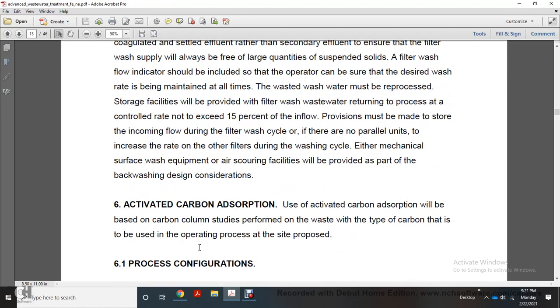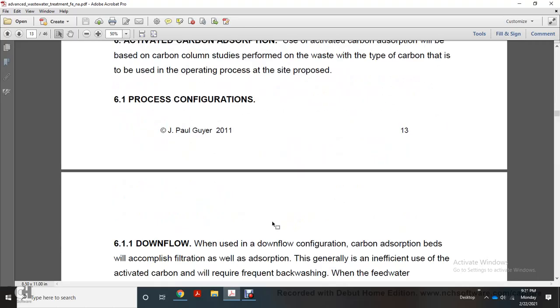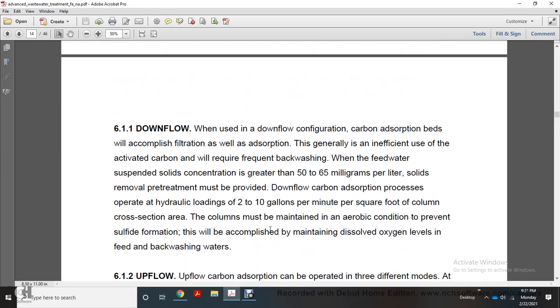Alright, 6. Activated carbon adsorption. The use of activated carbon adsorption will be based on carbon column studies performed on the wastewater, for the type of carbon being used for the operating process of the site. Proposed process configurations. Downflow. When used in the downflow configuration, carbon adsorption beds accomplish filtration as well as adsorption. Generally, this is an inefficient use of the activated carbon and requires frequent backwashing. If feed water suspended solids concentration is greater than 50 to 65 milligrams per liter, solids removal prior to treatment must be provided.